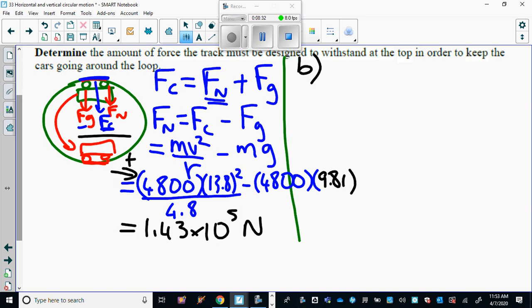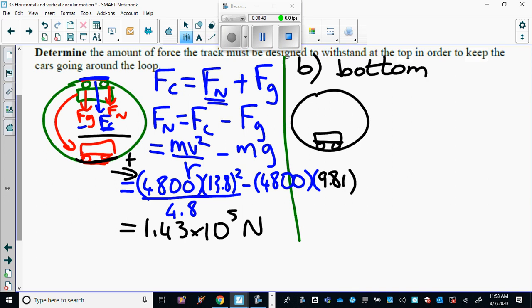Part B. So part B is going to be the same question, but this time we're going to determine what force is going to be experienced at the bottom. And if we just draw our three forces here, Fn is going up. Fc is going up because Fc is always towards the center of the circle. This time Fg is going down. So now we have two of the forces going up and one going down. And the problem is identical to A. So we're just solving for Fn.